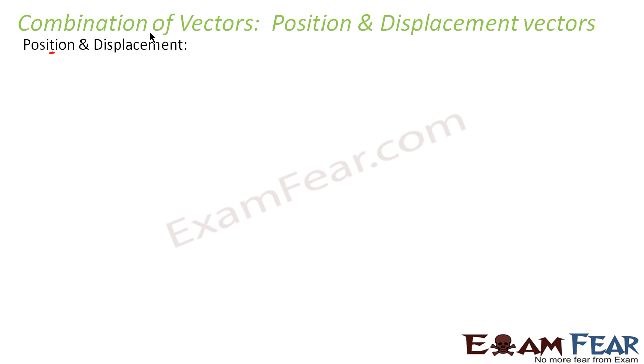Let us take an example. The first thing we'll start with is position and displacement. We'll start with these two basic things. As I told you before, displacement is a vector. So here I'll show you how we distinguish position and displacement and how we represent them in terms of vectors. So let us take an example.